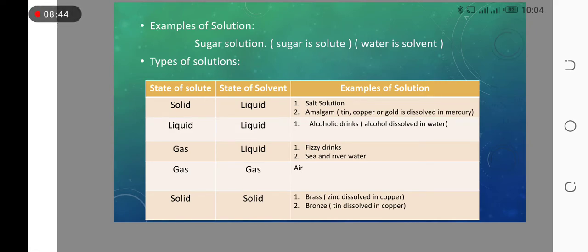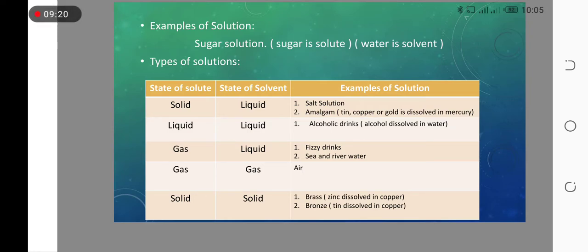Now come towards the other type of solution, that is in the form of gas and gas. So the solute is also in the form of gas and the solvent is also in the form of gas. So both states are gas right now. Air is the best example of such a type of solution, because we know that oxygen, carbon dioxide and noble gases are dissolved in nitrogen. Such a solution is a gas-gas solution.